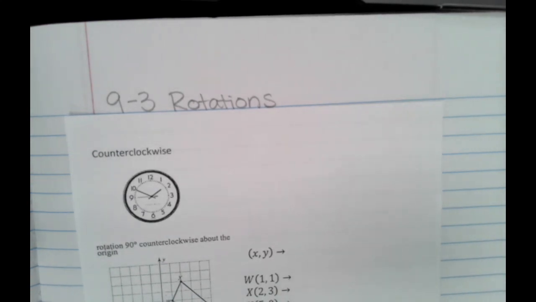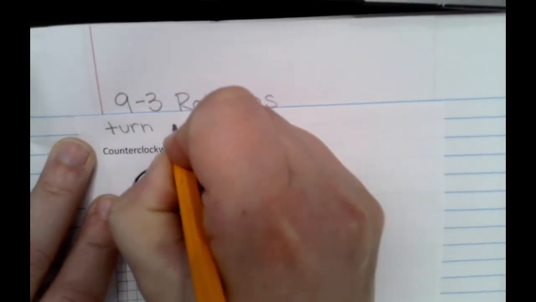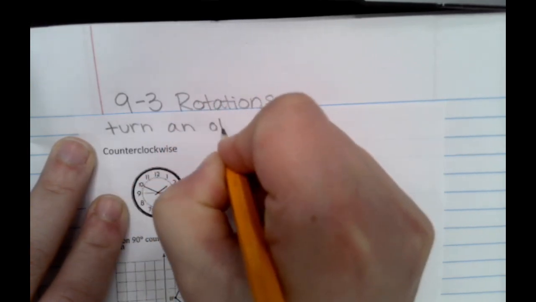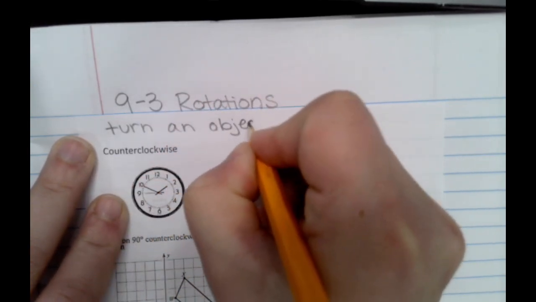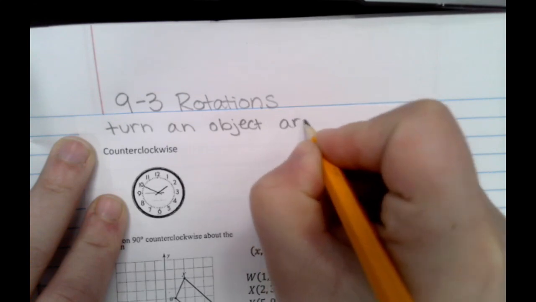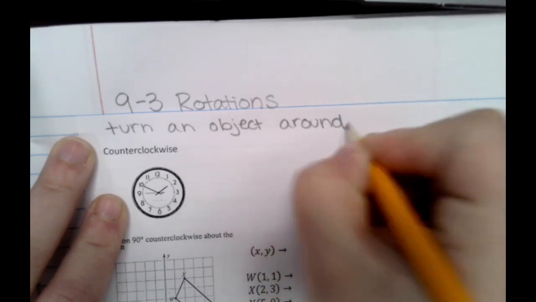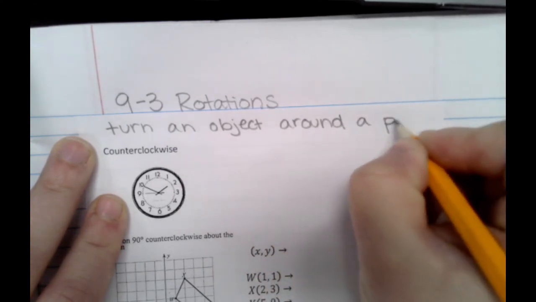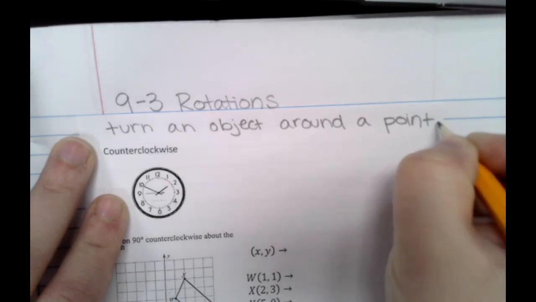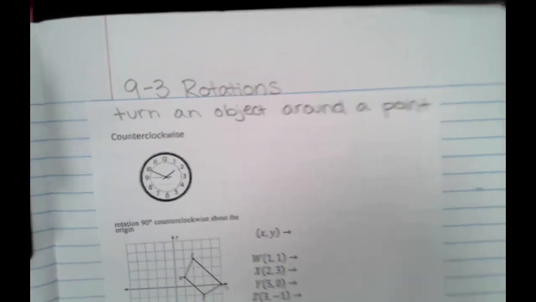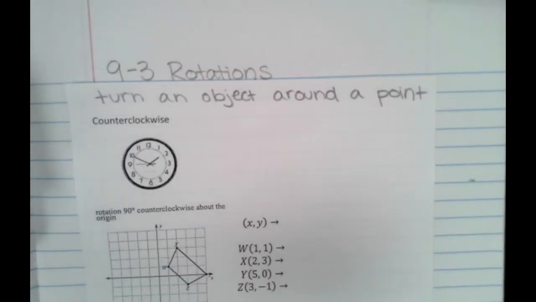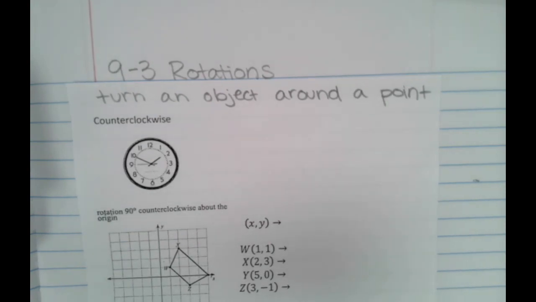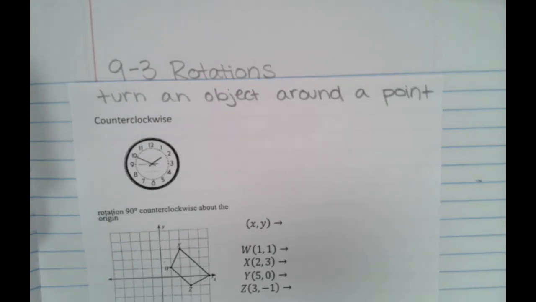All right, so rotation means to turn on its side, or to turn over, or to turn an object around a point. So turn an object around a point.